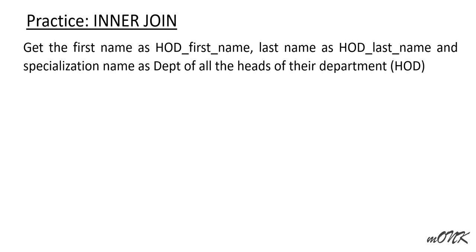Hello, welcome back. So in this lecture, we shall practice a couple of questions for inner join. The first question is, get the first name as HOD first name, last name as HOD last name, and specialization name as department of all the heads of the department. So if you look at the tables, it seems that we need the faculty table and the specialization table.